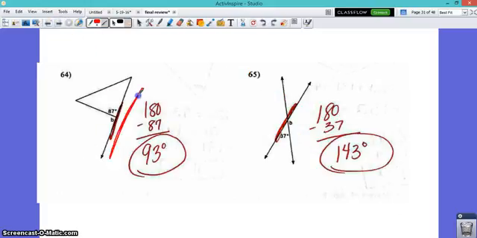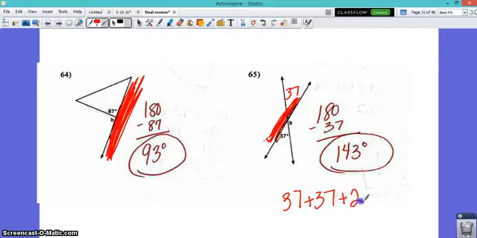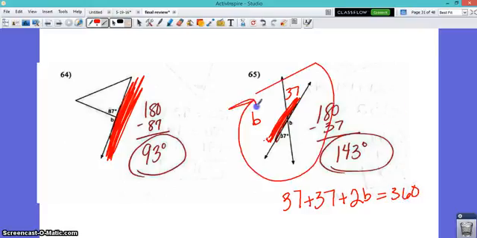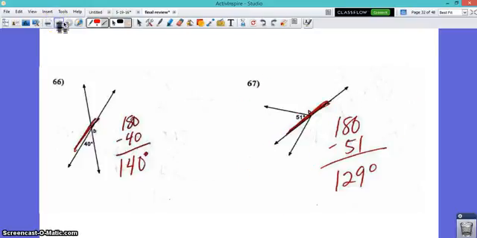64. Again, straight line, 180. 180 minus 87, 93. This right here is also a straight line. Or you could have looked at it and said, okay, that's 37. So then this is a complete circle. And you could have gone a little bit more difficult way and said 37 plus 2b, because if this is b, that's b as well, and solved that way. It's really the same thing. Oh, I'm sorry. Equals 360 if you were talking about a complete circle. 66 and 67, straight line, straight line.